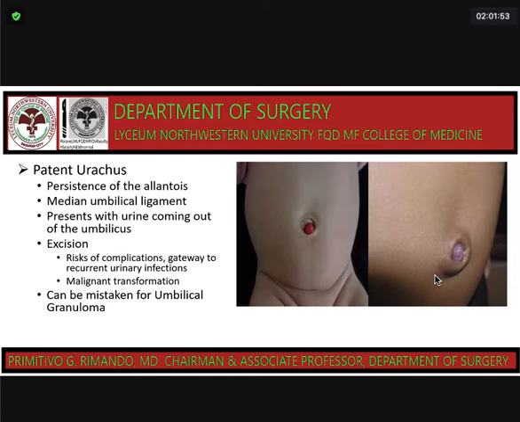But if it is an OMDR or a patent urachus, you have to do an umbilical exploration. What we do is a sub-umbilical incision here, and then follow this down. It says here if it's a urachal remnant, we have to excise it because of some reports of malignant transformation.